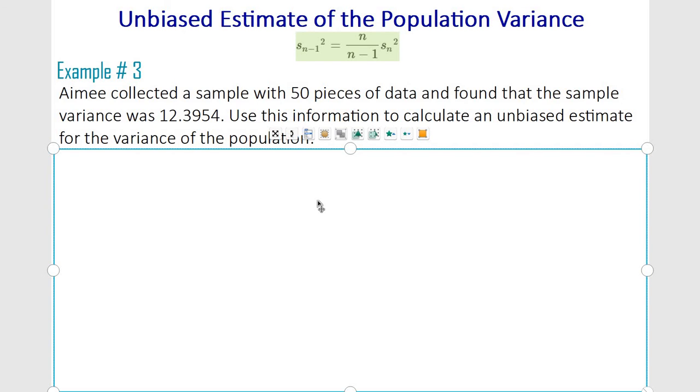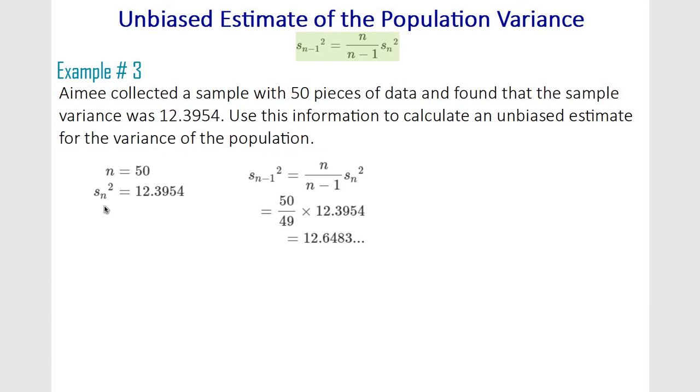Collect your information. We know we have 50 items. Our variance is 12.3954. We plug it in. Bam. That's our unbiased estimate for the variance of the population. That's all we have to do.